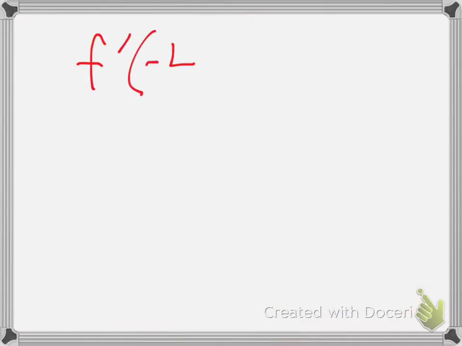Okay, so what does that mean? It means that f prime of -4 equals -5. That's the rate of change of f at -4.